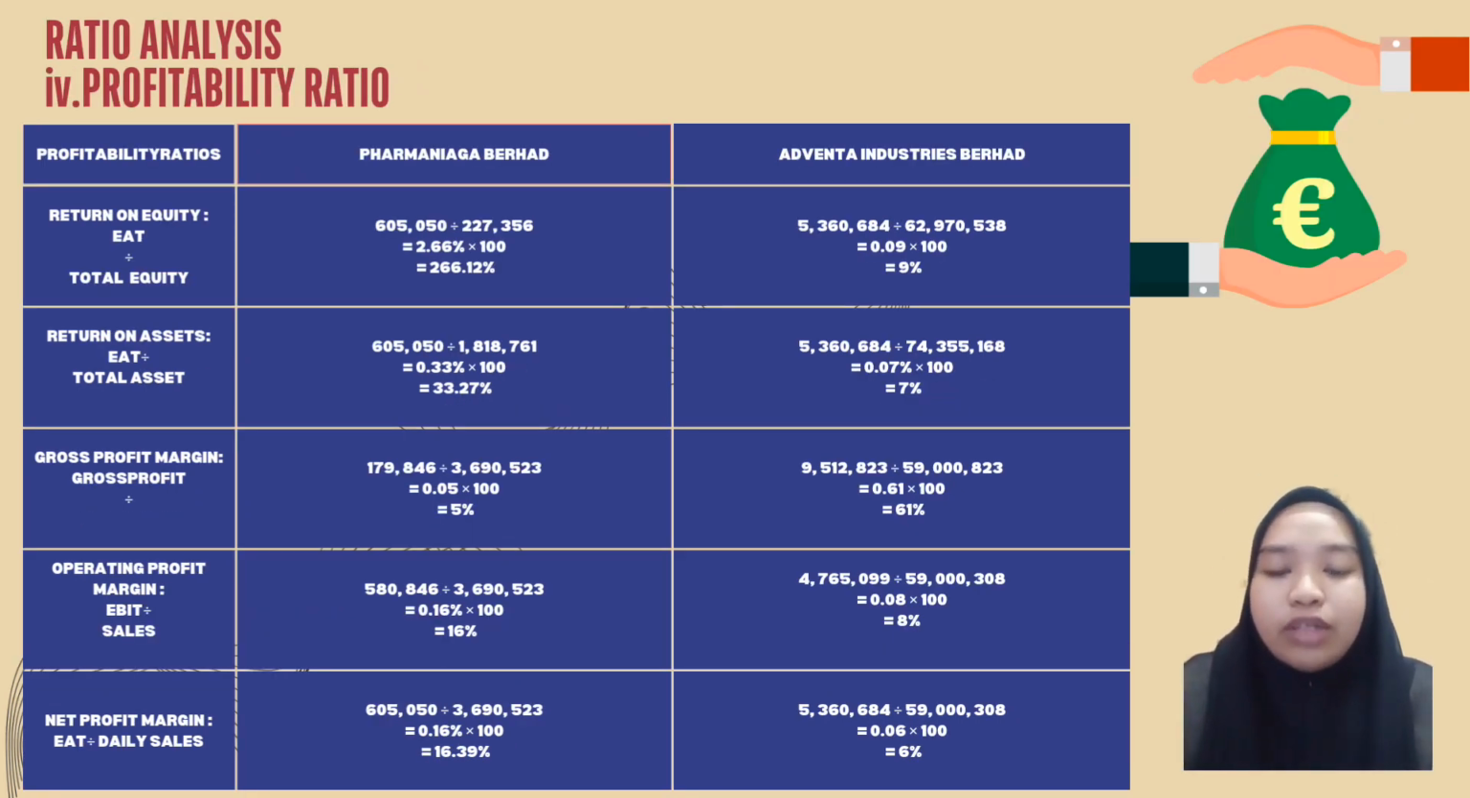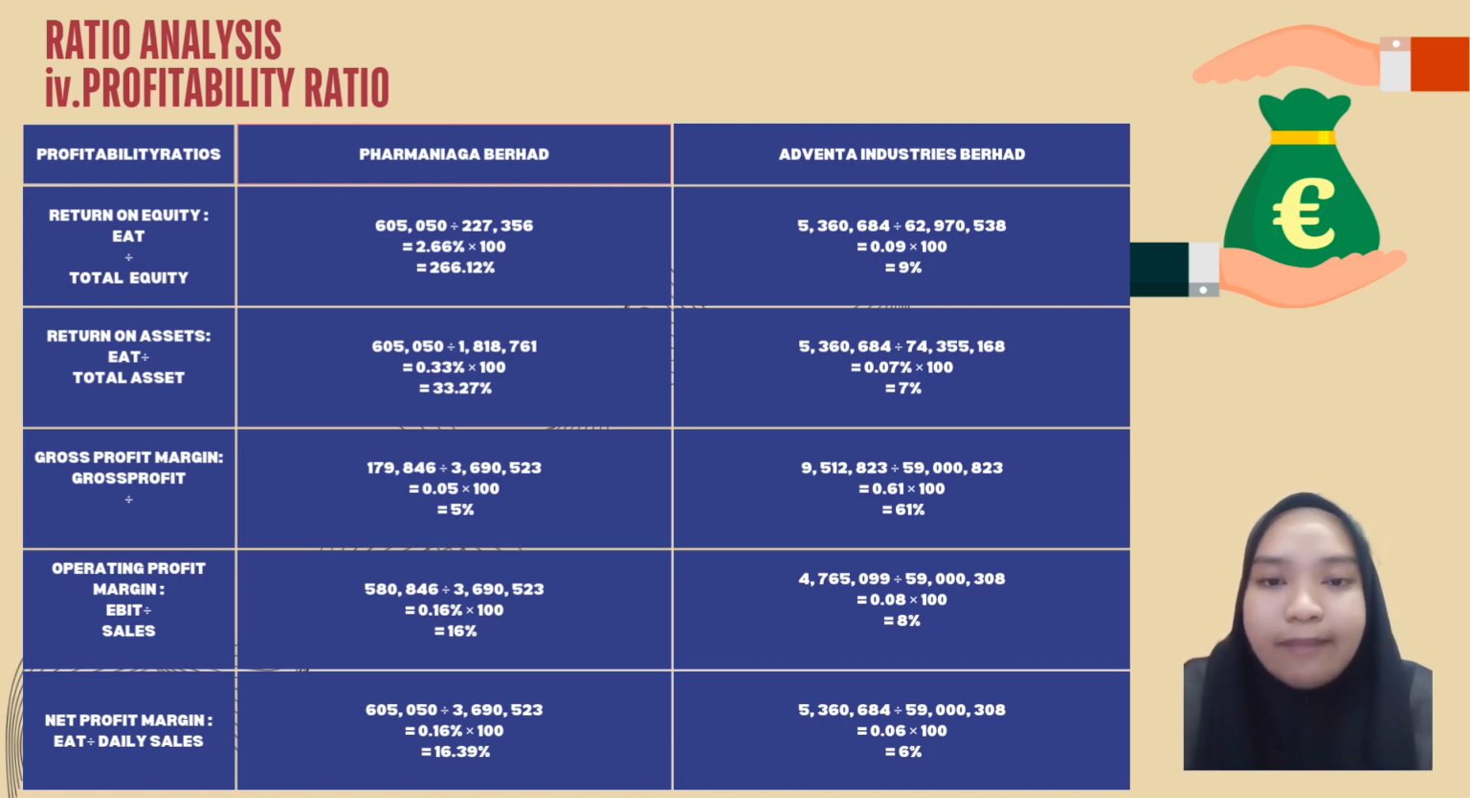Profitability ratio, return on equity. Niaga Berhad was higher at 266.12% than Avanta Industries Berhad at 9%. Return on assets. Niaga Berhad return on assets in 2022 is 33.27%, while Avanta Industries Berhad is 7%.